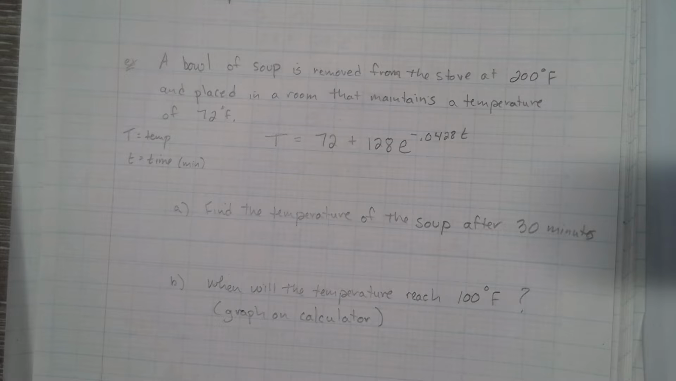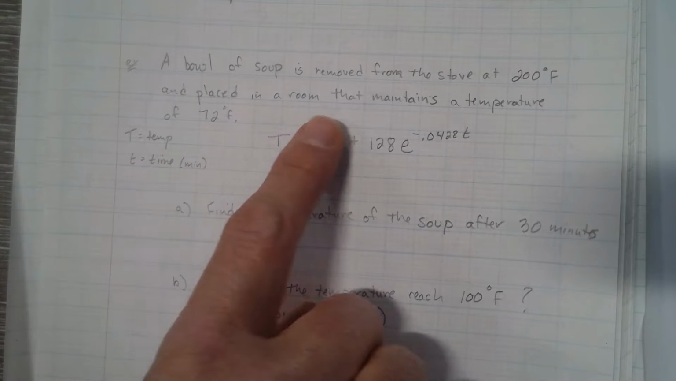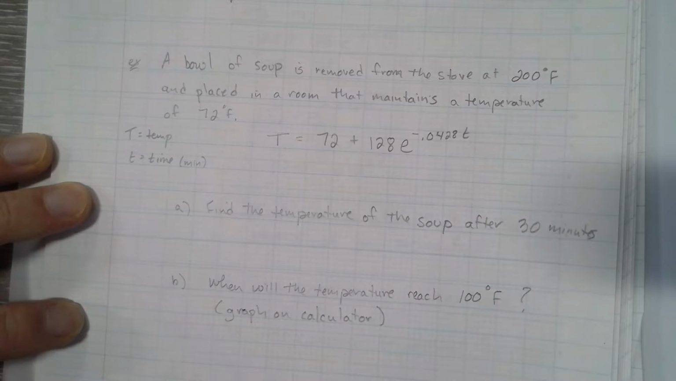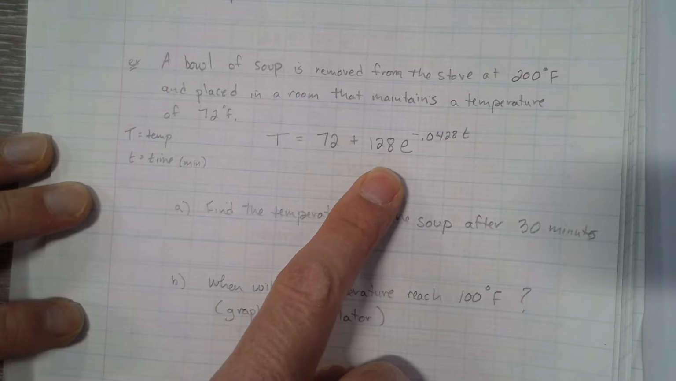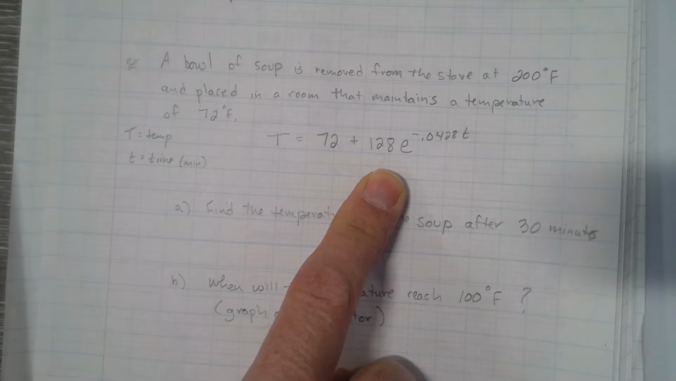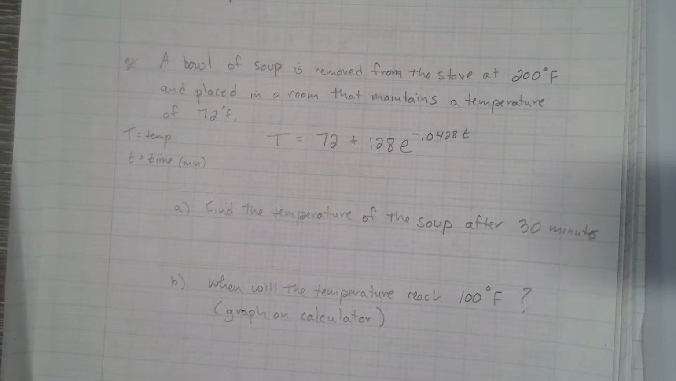But before we know about logs, a bowl of soup is removed from a stove at 200 degrees, placed in a room that maintains a temperature of 72 degrees. This is our equation. So if it comes off the stove at 200 degrees and it's approaching room temperature, is the temperature going up or down? Down. You answered, then you thought about it, and then you answered confidently.